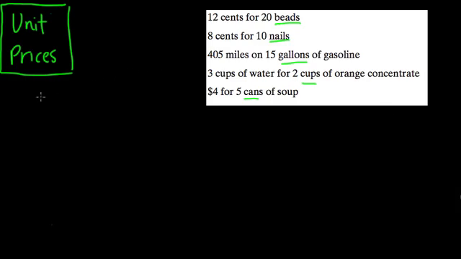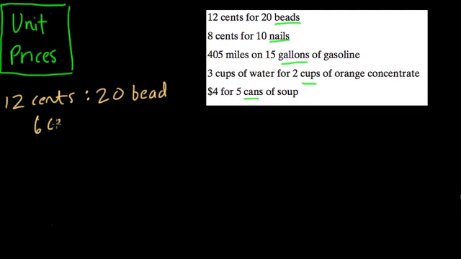So let's take a look at these. In the first one, it's 12 cents for 20 beads. I want to know how much 1 bead costs. Well, to do that, I want to reduce this ratio until it says 1 bead. We want to know how much 1 bead will cost. So let's reduce it a little bit by halving it.